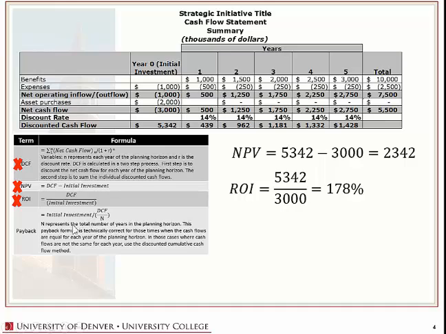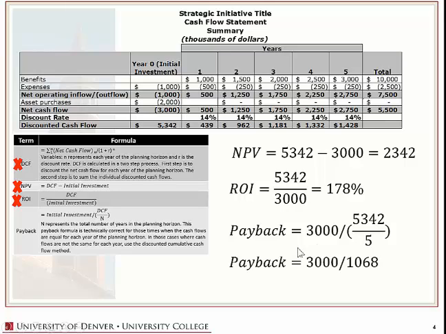The payback formula, again, is fairly straightforward. We take a look at the initial investment and we divide that by the average discounted cash flow per year. And that's what discounted cash flow divided by N is. So here's how the formula works out. First, we take the discounted cash flow of $5,342,000 and divide it by 5. And that results in a number of $1,068,000. And we divide that number into the initial investment of $3 million. And that gives us a payback of 2.8 years.